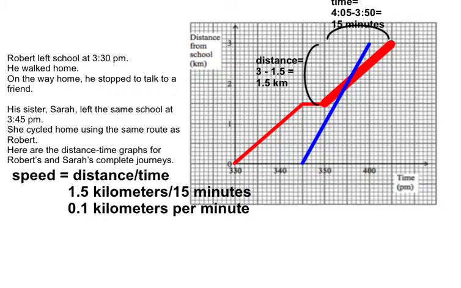If you did this correctly, the distance is 3 minus 1.5, those are the y values, to get 1.5 kilometers. And the time was from the two x values, 4:05 minus the 3:50 at the beginning of that part. So his time was 15 minutes. That's 1.5 kilometers divided by 15 minutes. Again, his speed in the last part was 0.1 kilometers per minute.